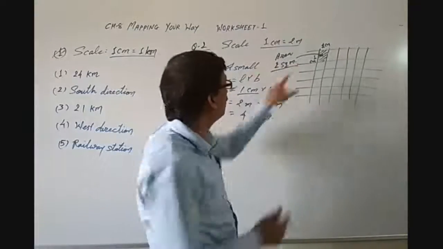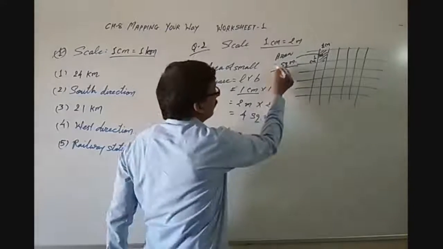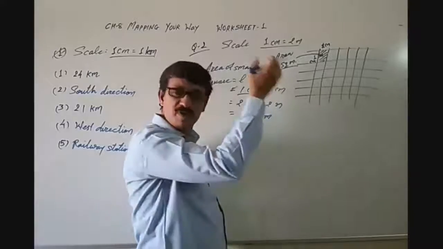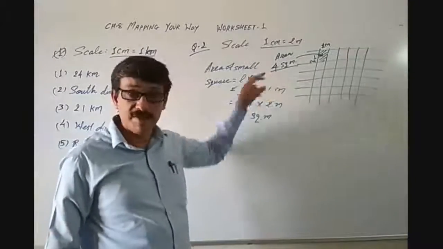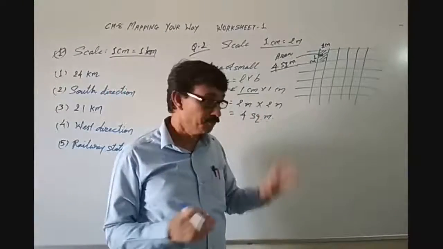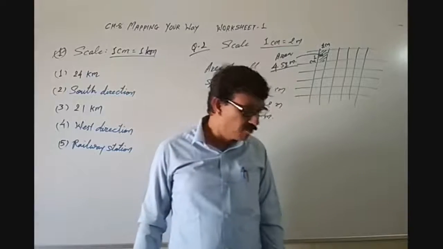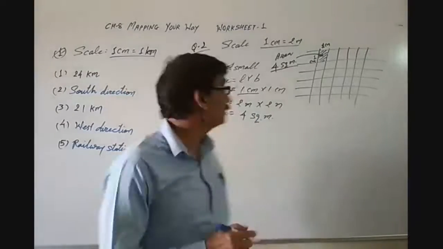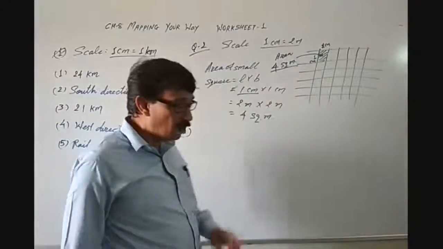Now we can find out the answers very easily. Area of this one is 4, isn't it? Sorry, 4 square meter. Okay, this is very important. Why? Because from this only we will be able to find out the answer of this one. Okay, now let's go for the questions. What is the area of drawing room?